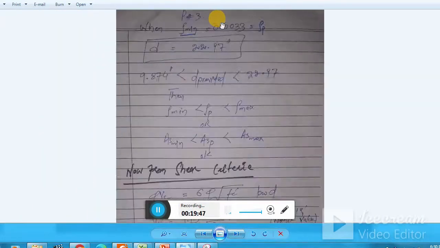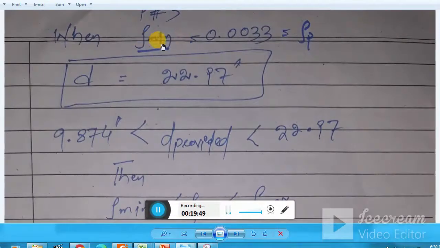The next is the upper boundary, and here I am equating rho provided with rho minimum and plugging this value for the same moment, and do the calculation, you got 22.97. This is my upper boundary. Now I can't increase the depth of the beam from 22.97. If I increase the depth from 22.97, then my steel area will become a smaller value. You can say my steel provided should be less than my steel minimum.